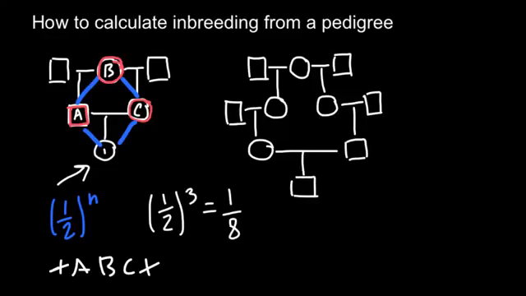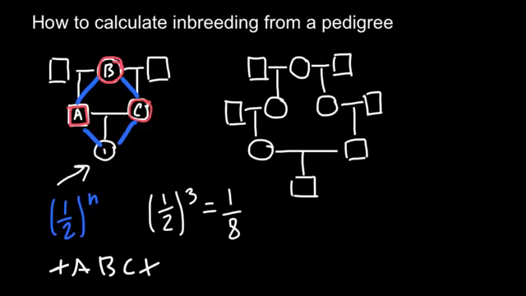So do you see a difference between these two pedigrees? Would you be able to calculate inbreeding in this situation? I recommend you stop the video here and try to solve this problem on your own. Now you have a formula, so I hope you would be able to do it, and I will proceed.